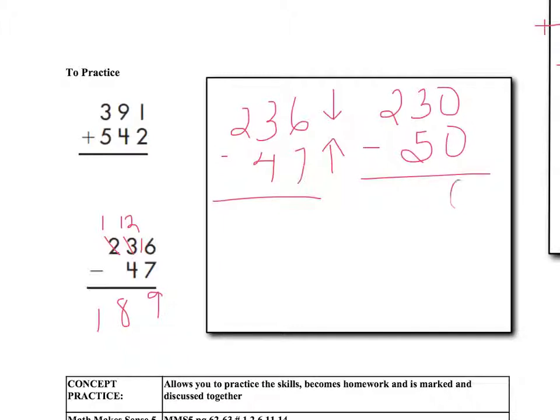Subtract those. 0 take away 0 is 0. Can't take away 5 from 3. So 2 becomes 1, 3 becomes 13, 13 minus 5 is 8, and 1 minus nothing is 1. 180 is close to 189. My answer is probably correct.